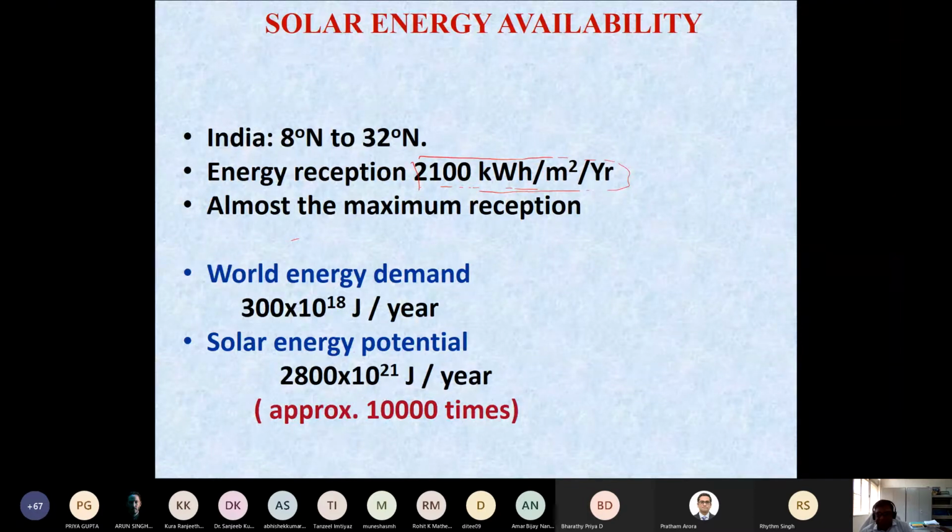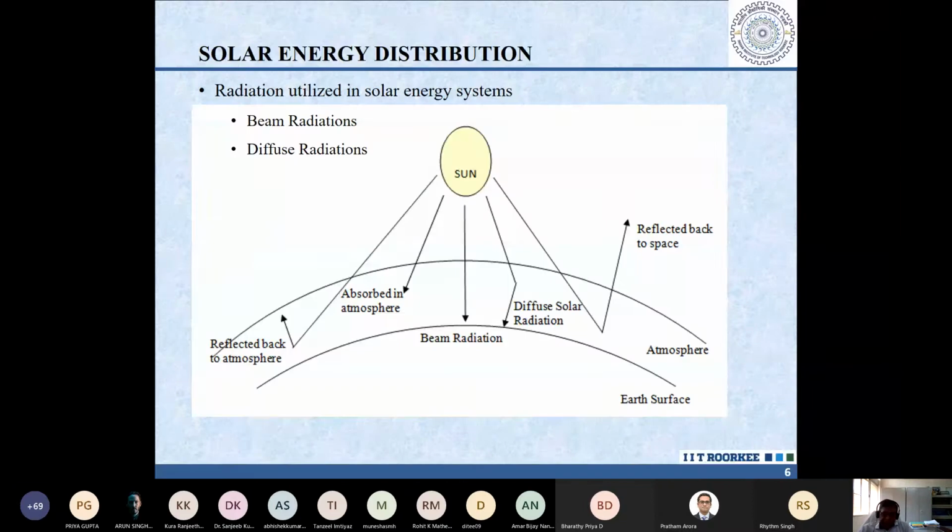Of course, it depends on the time, it depends upon the season, it depends upon the weather condition, and it depends upon the location also. But on an average, we can take this figure. Now we should understand how this 47% energy, and out of that, how much we can use. So let us think about that.